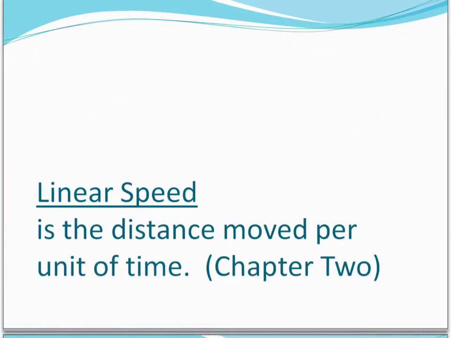The first one I want to talk about is linear speed. It is the distance moved per unit of time. Have we talked about this before? We've talked about this a lot. This is your velocity equals distance divided by time, or v equals d divided by t. We learned this in Chapter 2. It's come up again and again through this course, and it'll keep coming up. This is what we consider linear speed because it's in a straight line. And that's the first one of our speeds that we're going to talk about.